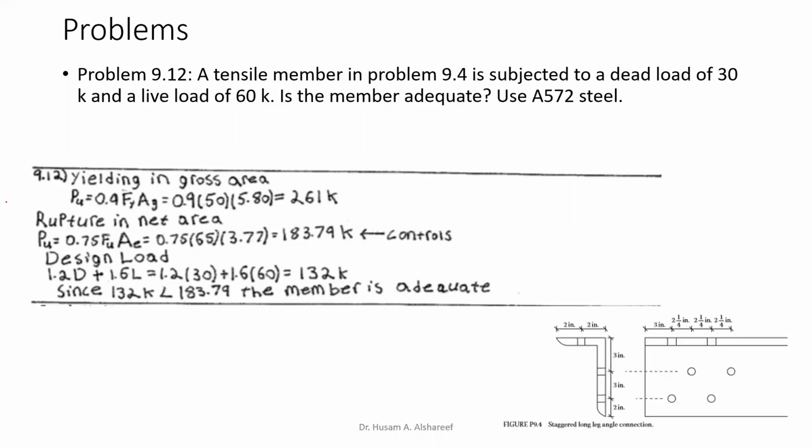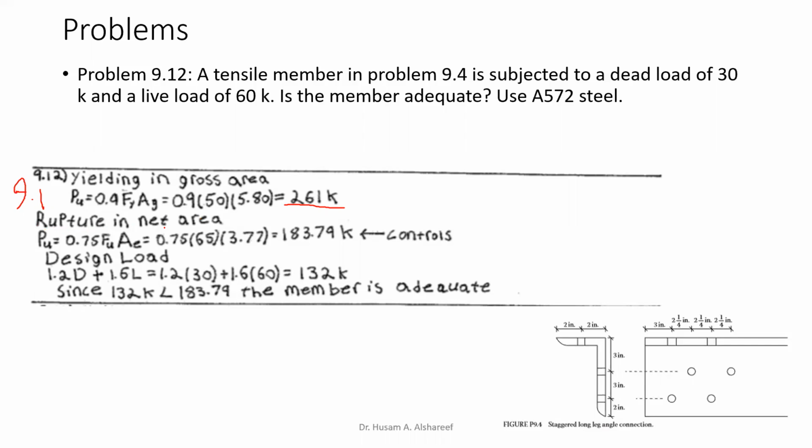This is equation 9.1. So the 9.1 equation is Pu equals 0.9 Fy Ag. 0.9 times 50, which is Fy, from table 9.1, times the gross area that is given in problem 9.4, which is 5.8. So our yielding in the gross area is 261.